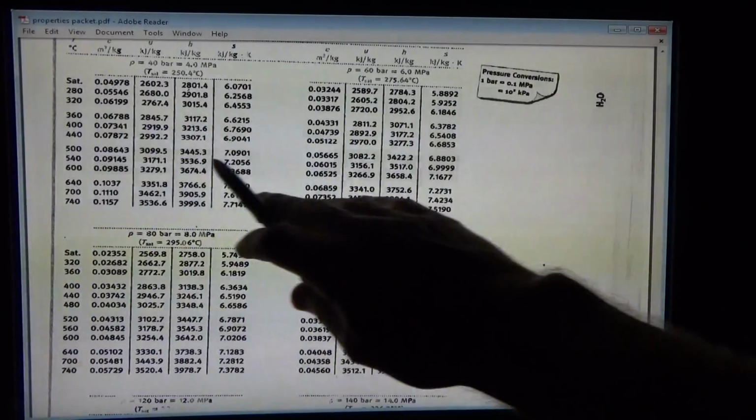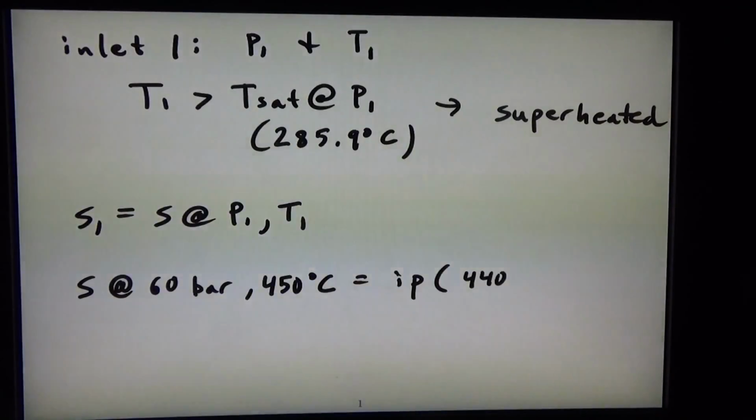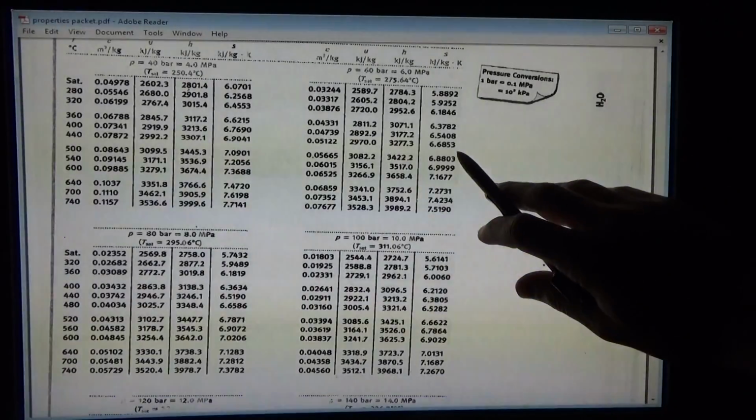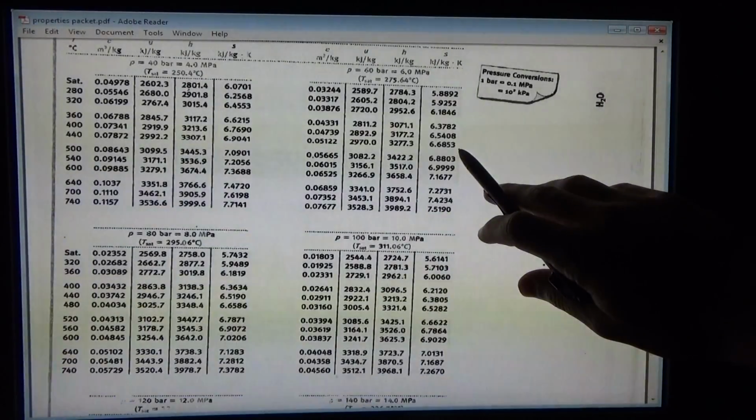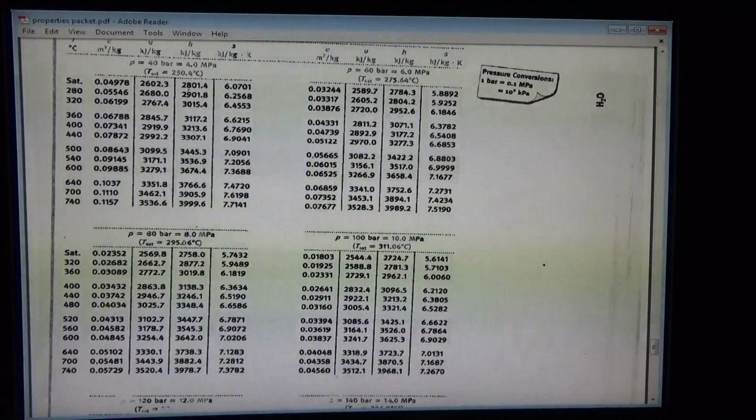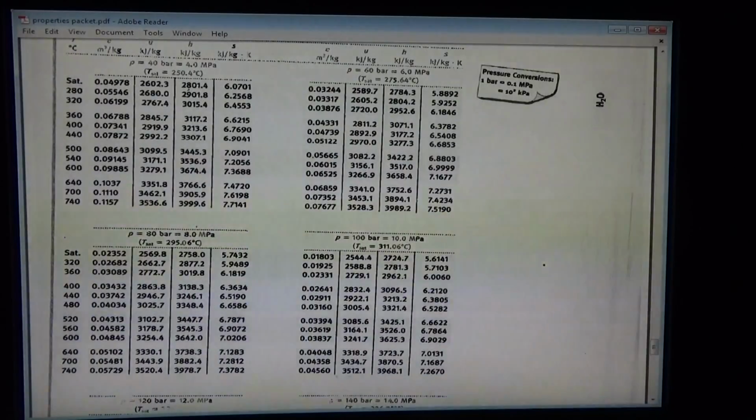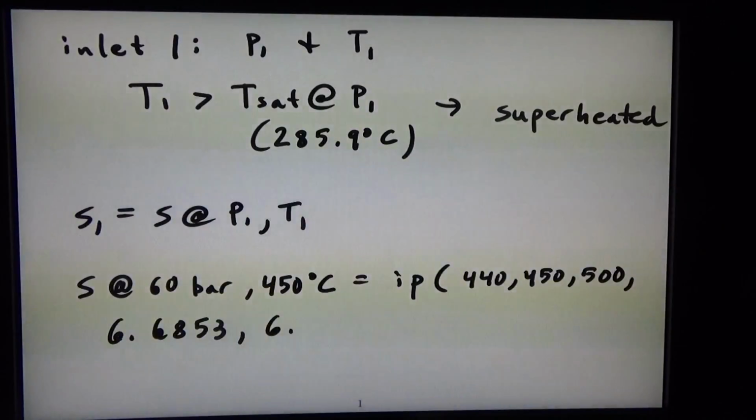Table values here, we have 440 and 500. So at 440 and 60 bar, we have a specific entropy of 6.6853, at 500, 6.8803. Alright, so that's going to be S at 60 bar and 450. We'll calculate that number here in a second.